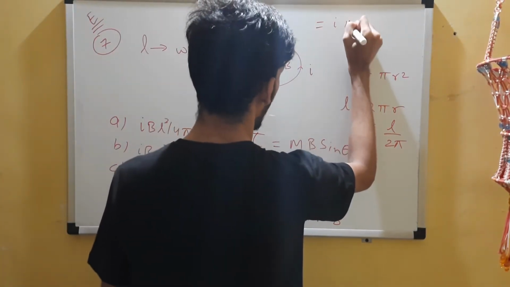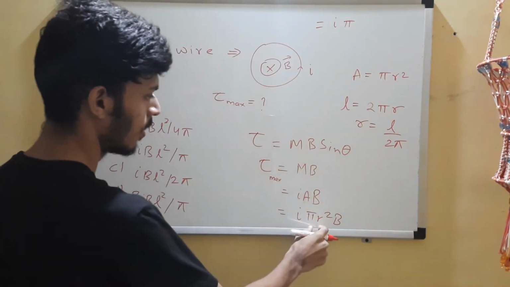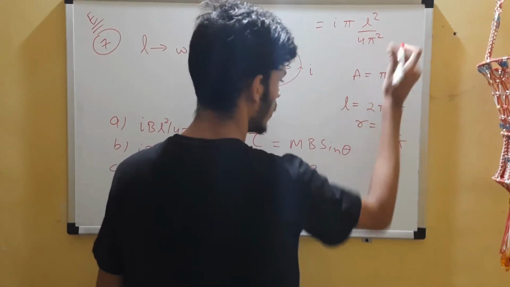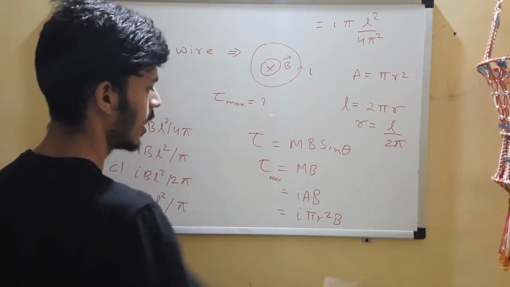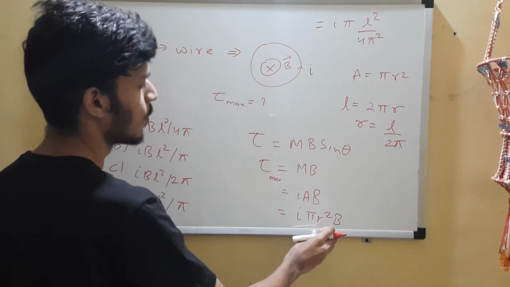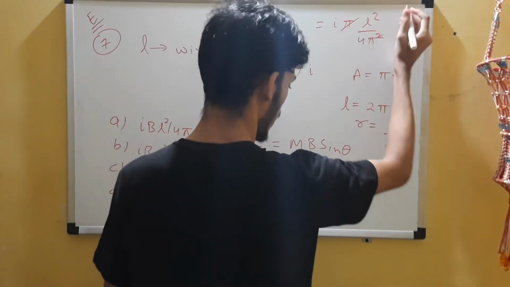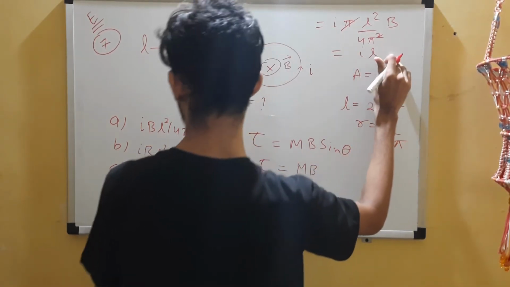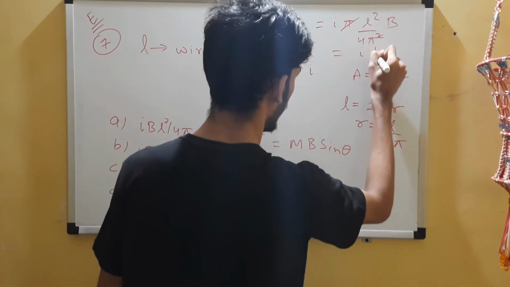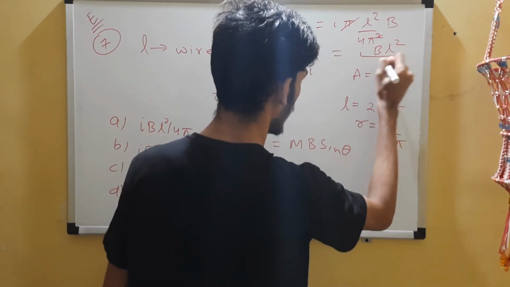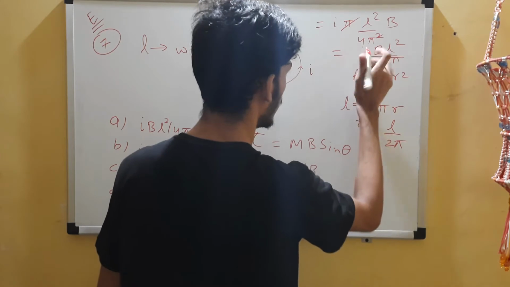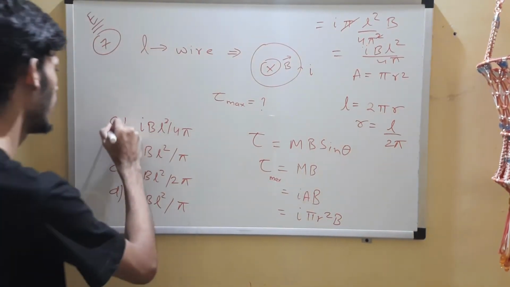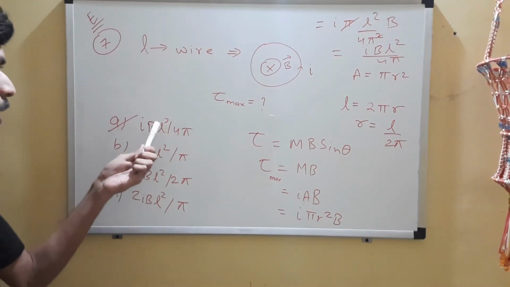So I pi, and in place of r square you put L square by 4 pi square, squaring this. This and this will get cancelled, and here you have B. So I'll write it in a better way: I B L square by 4 pi. So option A is the correct choice over here. I B L square by 4 pi.